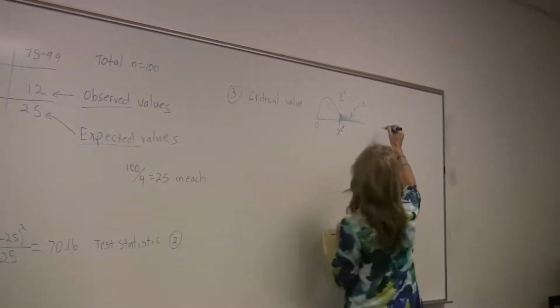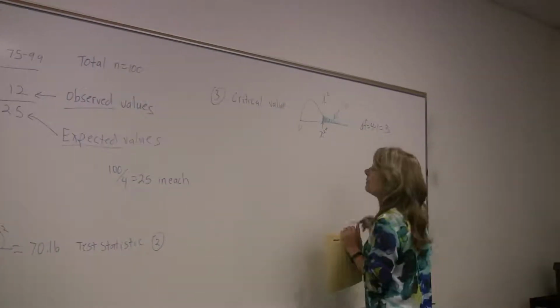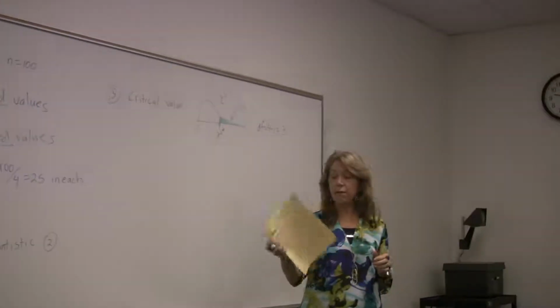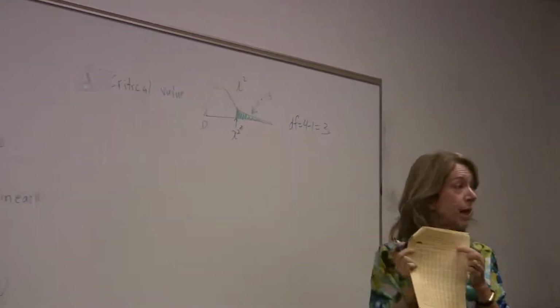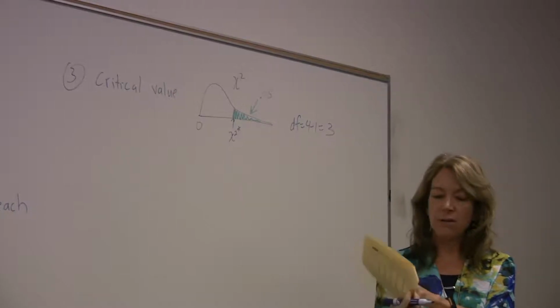My degrees of freedom, it's 0.05. 4 minus 1 is 3. And we're looking at 0.05, which is the area to the right. Looking on the right one here, going down to the 3, what do you see there?